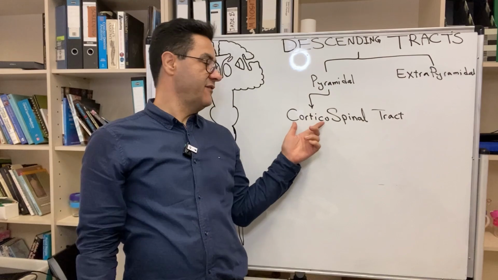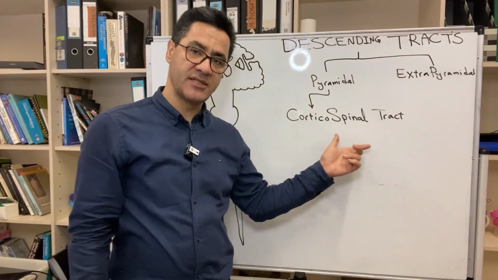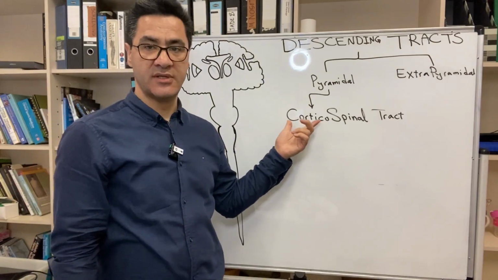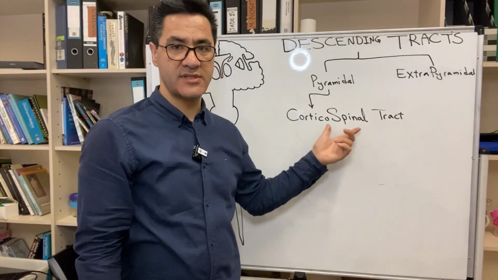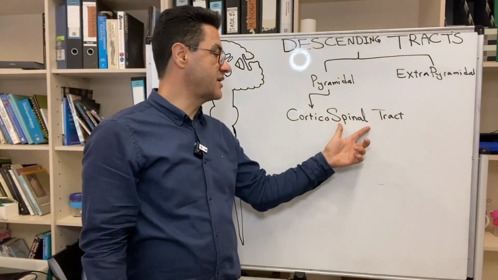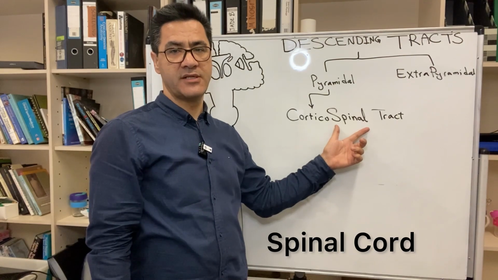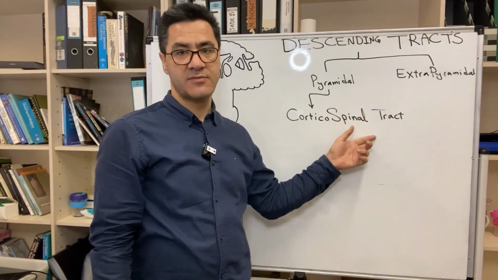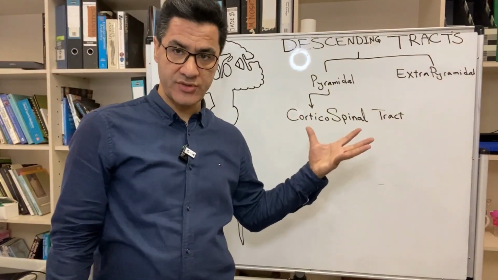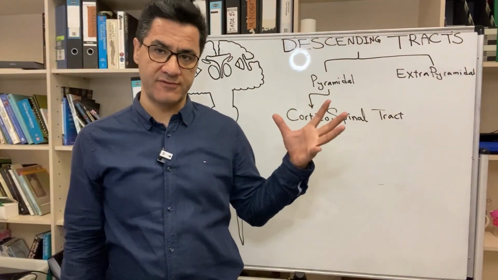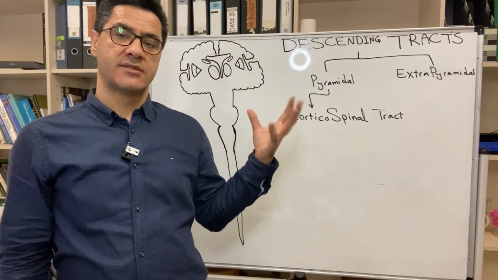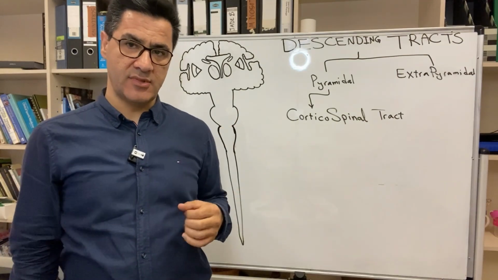If you look precisely at the name of this tract, it tells us some information. It gives you the starting point and the ending point. So it starts at the cortex, the brain cortex, and it goes down and ends up in the spinal cord. That's what is called the corticospinal tract. And actually it's a motor tract. It means that it will finally supply the muscles, skeletal muscles.